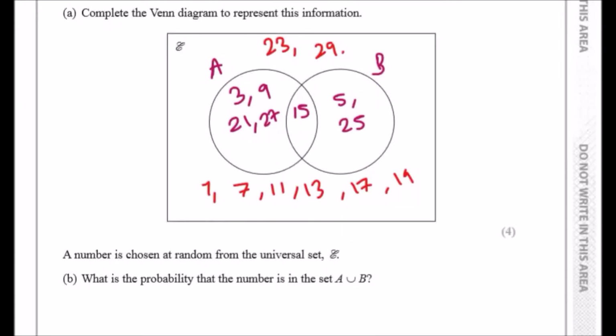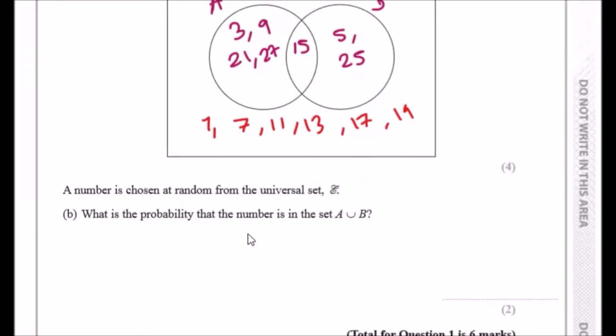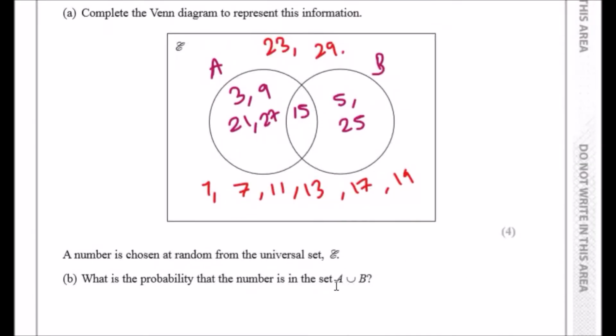Okay, let's move on. A number is chosen at random from the universal set. What is the probability that the number is in the set A union B? This means when A and B unite. There's another notation which you might see, A intersection B, and this is the intersection set. The difference is that the intersection only deals with the things that are intersecting, i.e. the 15, whereas the union means A unites with B, so everything in A, the middle section, and B.